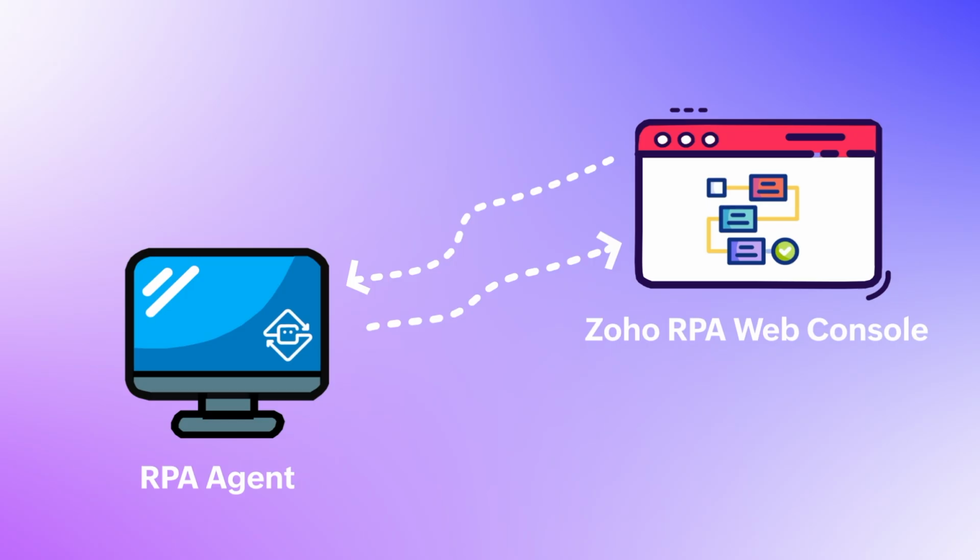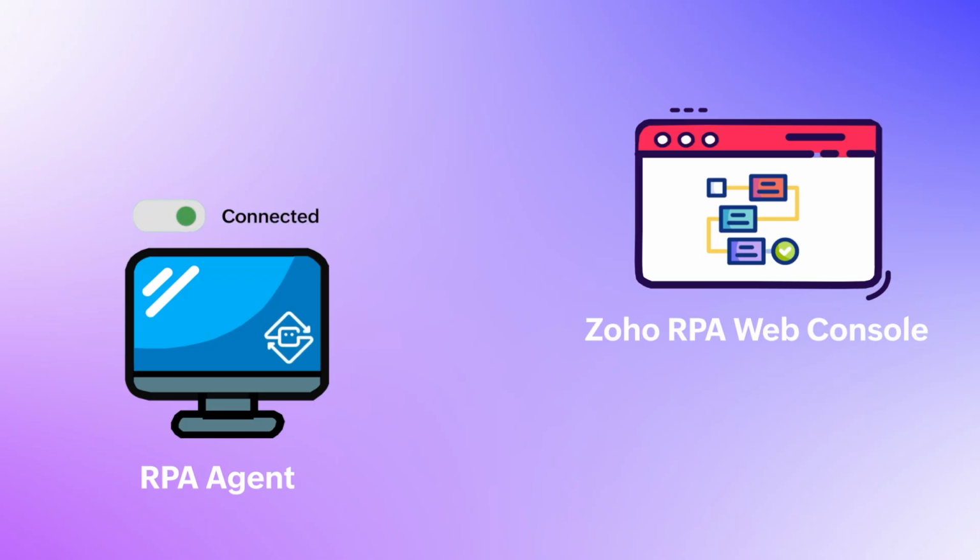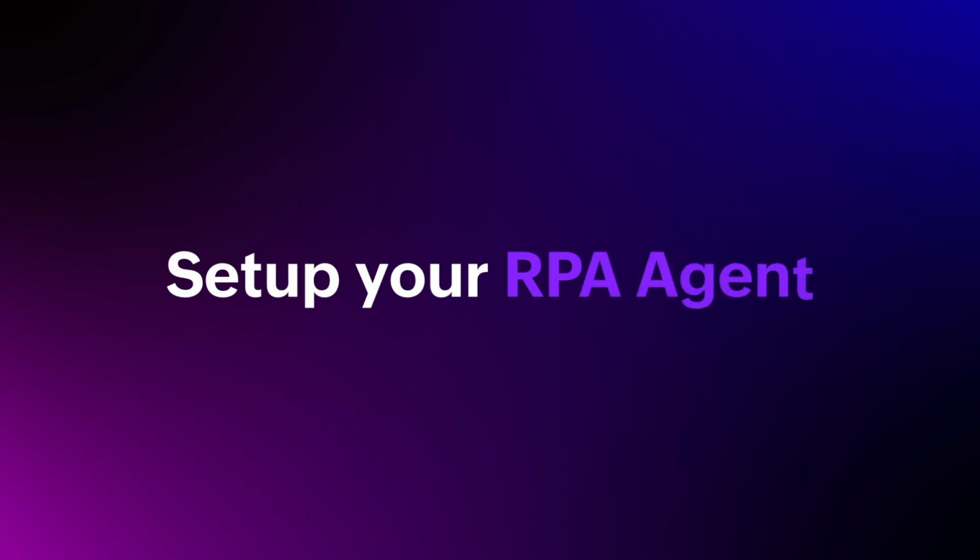This connection is important because it allows two-way communication. First, the agent constantly updates the Zoho RPA server on your computer's status. For example, if it's turned on, available, and ready to start the automation. Second, it enables the Zoho RPA server to send instructions to your computer, telling the agent exactly what steps it needs to perform. The very first step in building your workflow is to get your RPA agent set up.